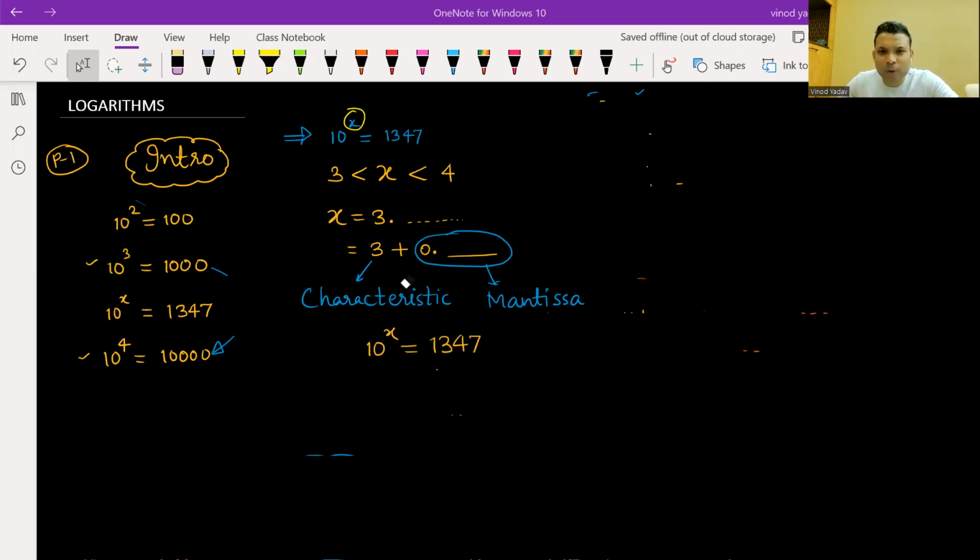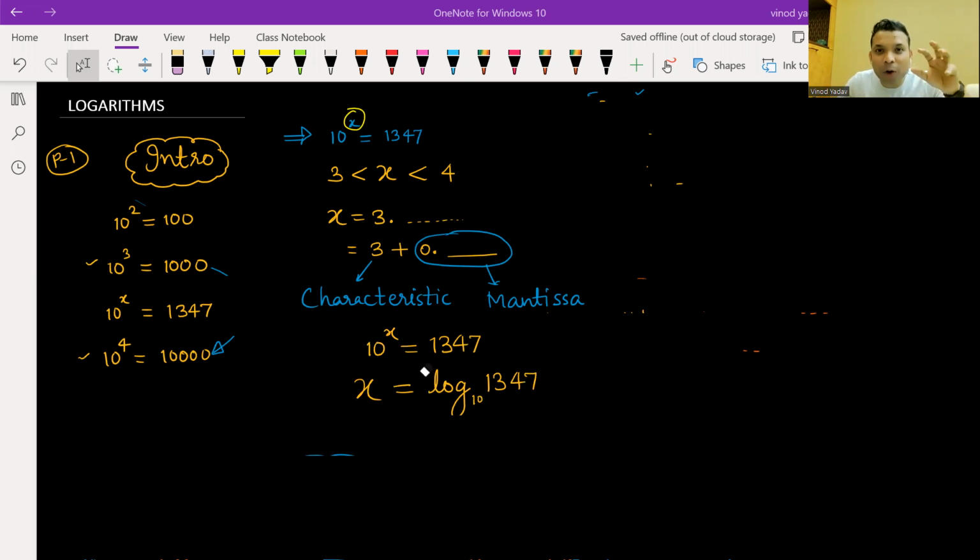Okay, so 10 raised to x is 1347, and the value of x will be nothing but log of 1347 to the base 10. Let me repeat once again. Yes, friends, log is the short form of the term logarithm. Yes, you guessed it right, correct. So log of 1347 to the base of 10. This is how you should read this.